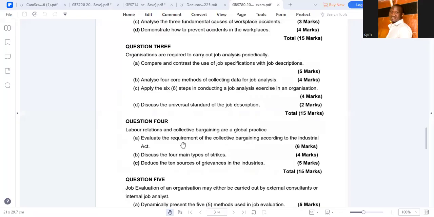Then we go to the next question. It asks about 10 sources of grievances in industries. What are some of the 10 sources of grievances? Pay disputes, bad working conditions. There are also issues to do with discrimination.